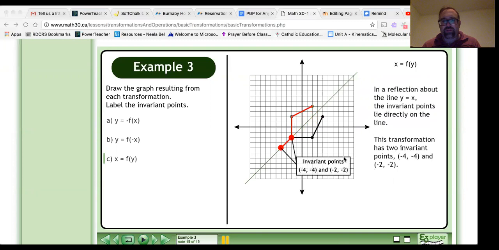Okay, hopefully that solves any problems with this concept of negative values for your function.